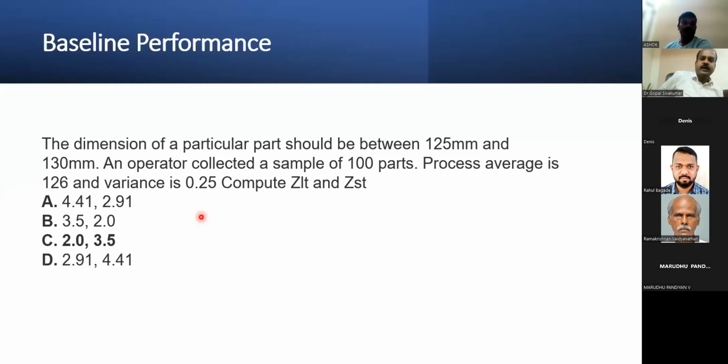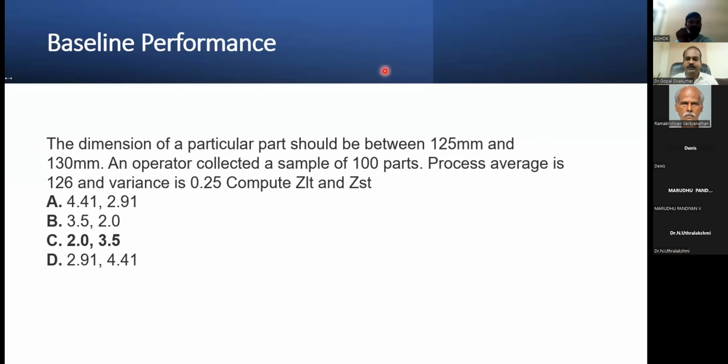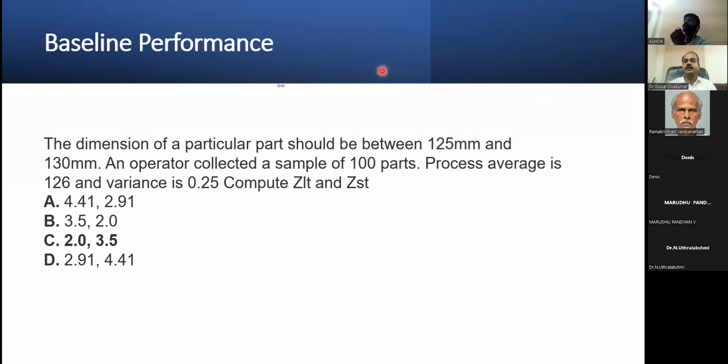Now, next question. The dimension of a particular part should be between 125 mm and 130 mm. Now, what are these numbers, 125 and 130? Specification limit. 125 is lower spec, 130 is upper spec. An operator collected a sample of 100 parts. He found that the process average is 126 and variance is 0.25. You are supposed to compute ZLT and ZST. Will you be able to do it?